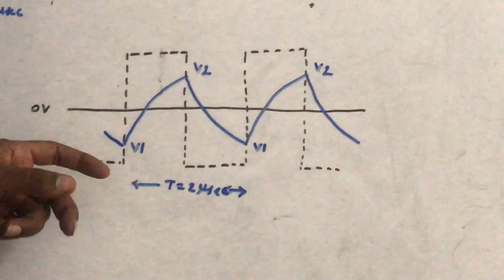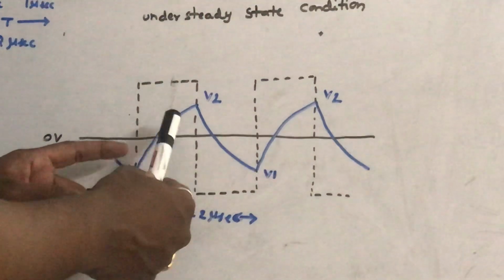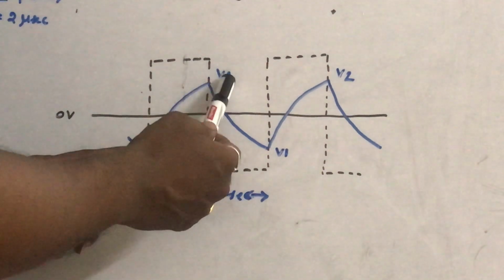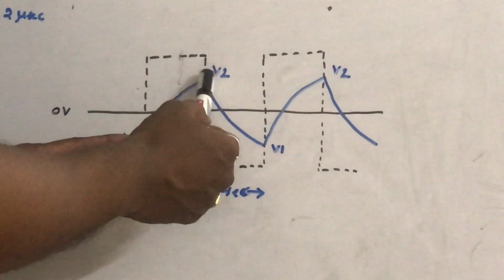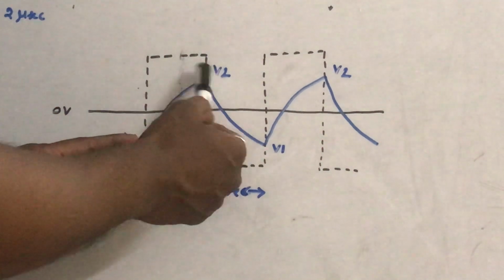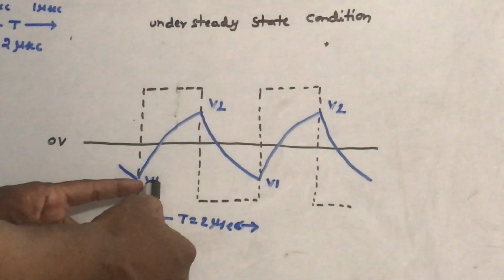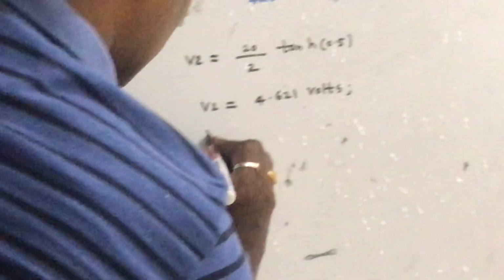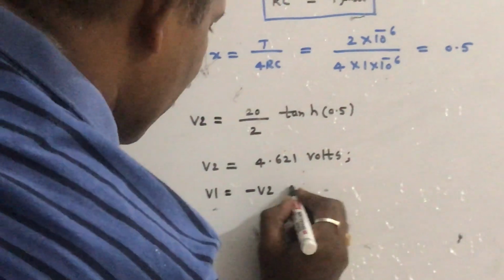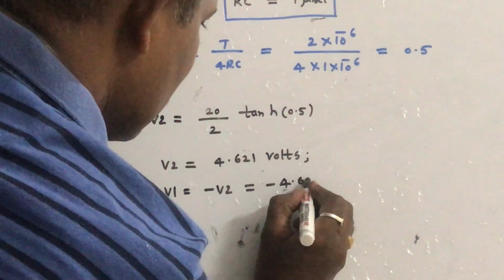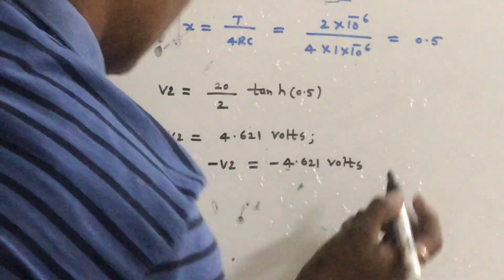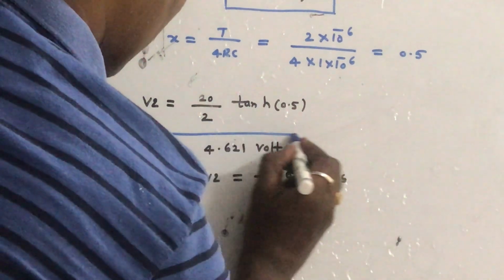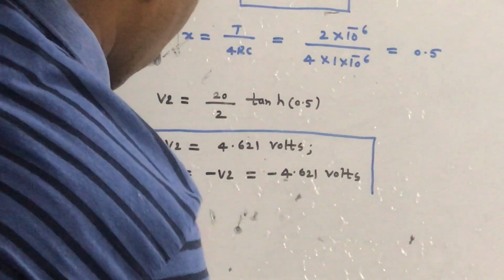Coming to this waveform, as explained in the derivation, for a symmetrical square wave the value of V1 is equal to minus V2. These two values are equal in magnitude with a negative sign. So V1 is simply minus V2, which is minus 4.621 volts. Remember that these are the steady state values of the output waveform V1 and V2. That means the output settles down to these values.